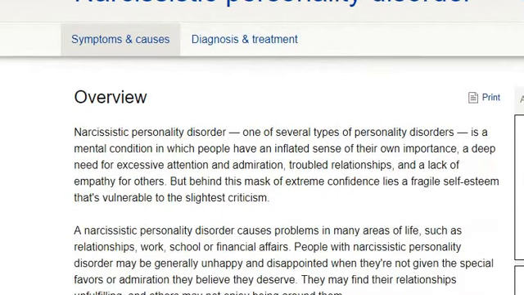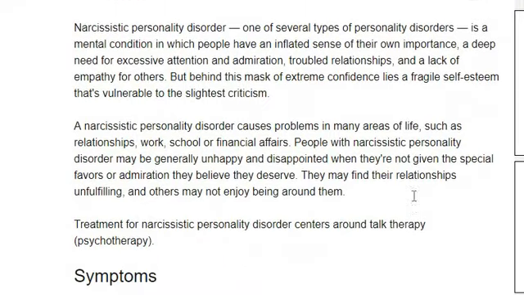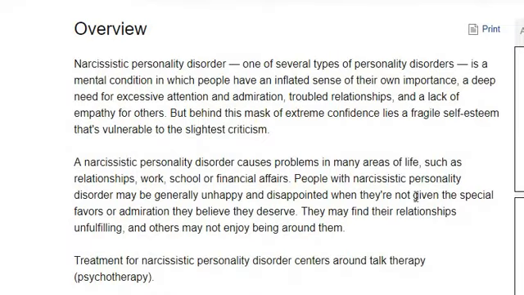So the overview of what narcissistic personality disorder is: it's one of several personality disorders. Other personality disorders include antisocial or borderline, schizoid. There's a couple others. I don't remember them. Histrionic, I think, is another one. But narcissistic personality disorder seems to be a lot more prevalent than I thought it used to be.